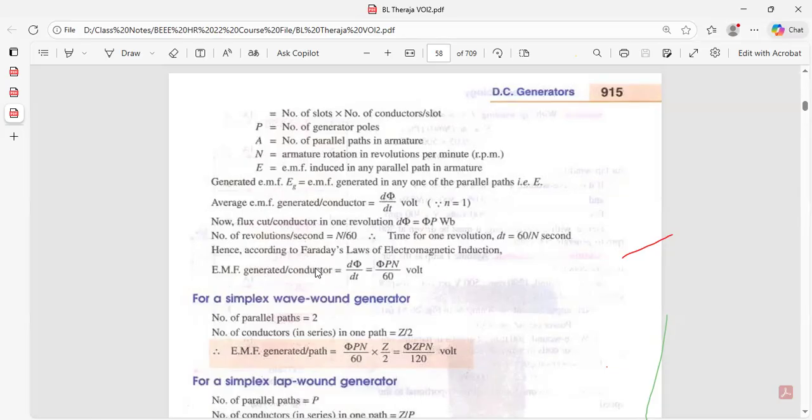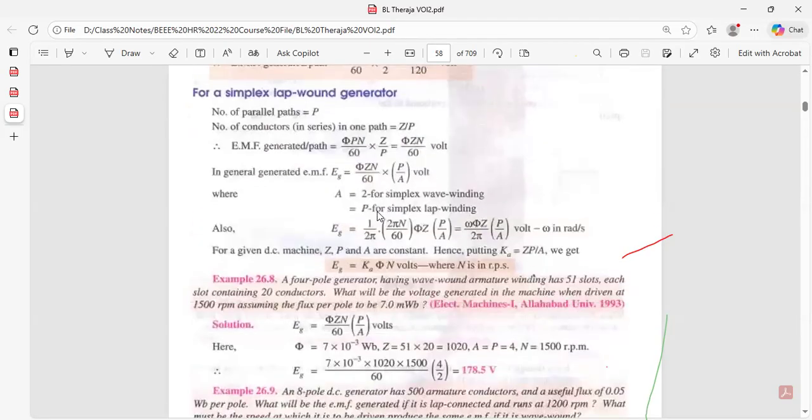If you want the total number of conductors Z, multiply with Z on the right side. Therefore, the total EMF generated is phi P n by 60 into Z. After multiplying with Z, we have to divide with the number of parallel paths A. A is called the number of parallel paths. Now I am dividing with A. Multiplication is Z. Division is the number of parallel paths A. Z by A. What is the total equation? Phi Z n by 60 into P by A.